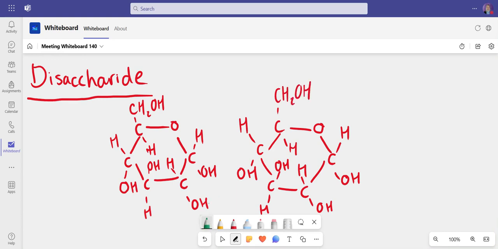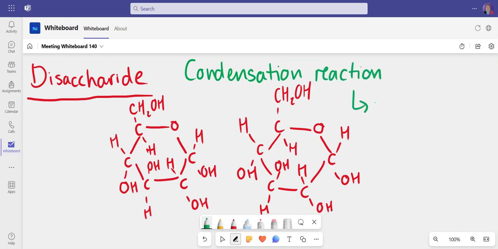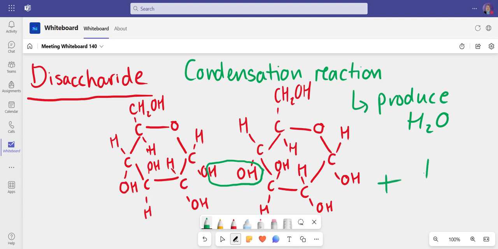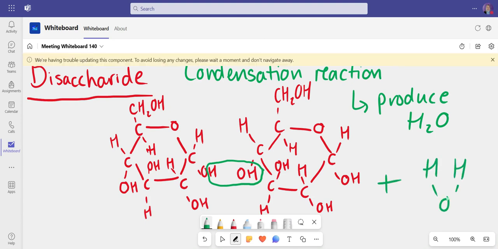Now, the way glucose molecules join together is something called a condensation reaction. Condensation reactions join molecules together, and in the process, they produce a molecule of water. Just like if you think about condensation on your window at home, it's when you get water on the window. So the first thing you need to be able to do is circle where the water will form. So we circle it like that. There's our molecule of water, and we can say plus H2O like that.